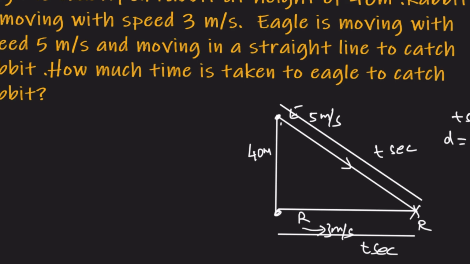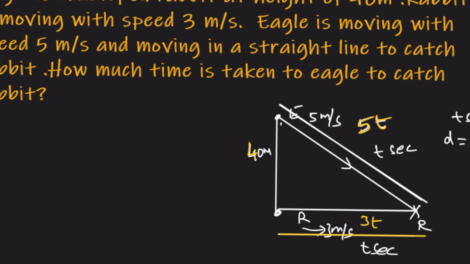Distance is equal to speed into time. Here, speed is 5 and time is t seconds, so this distance is 5t. And this distance is speed into time, that is 3t.